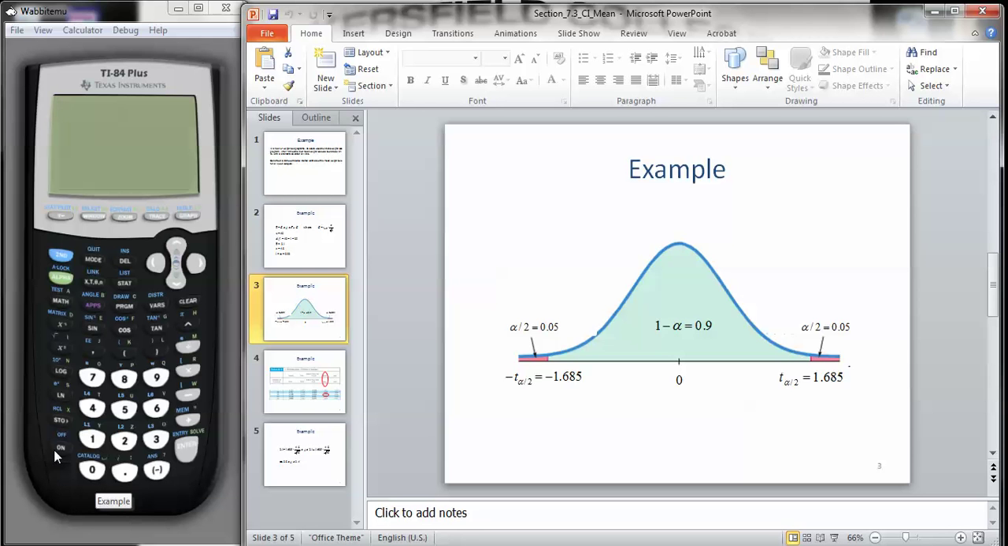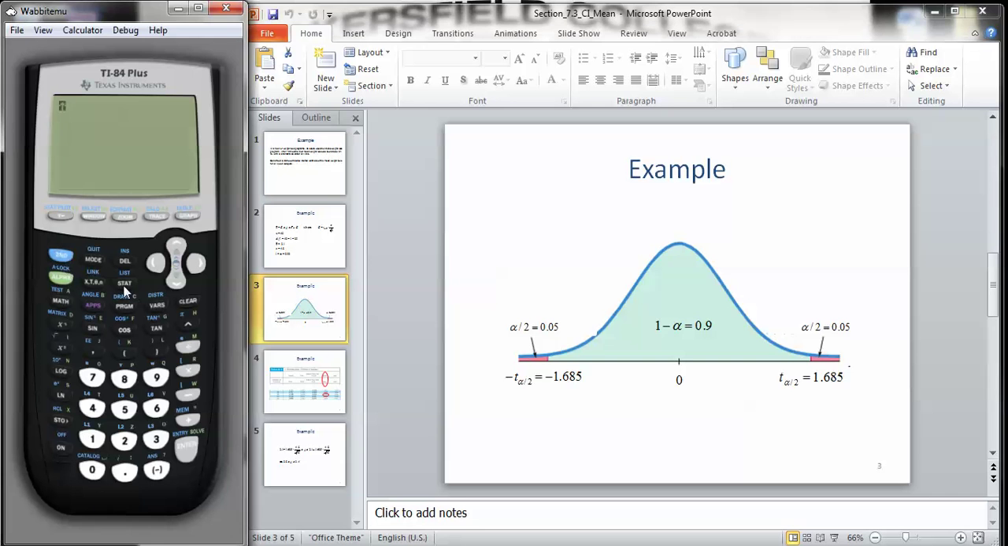So now let's see. Second vars and then choose INVT. Now I believe some of your graphing calculator probably do not have this INVT. If not, that's fine because after this I will show you how to find the same t-score using table A3.